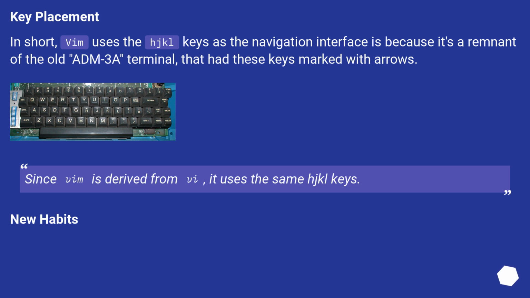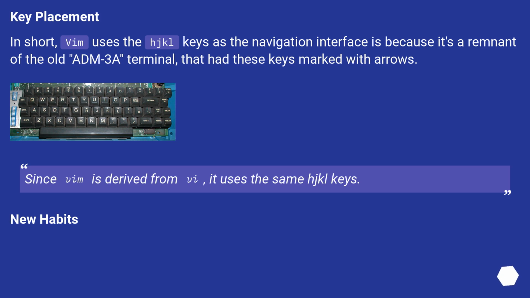Key placement. In short, Vim uses the HJKL keys as the navigation interface because it's a remnant of the old ADM3A terminal that had these keys marked with arrows. Since Vim is derived from Vi, it uses the same HJKL keys.